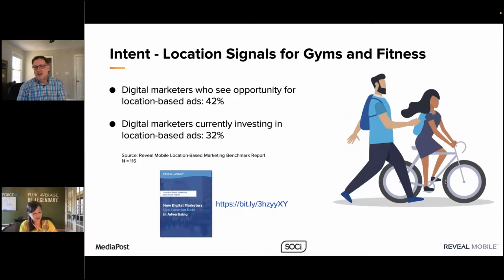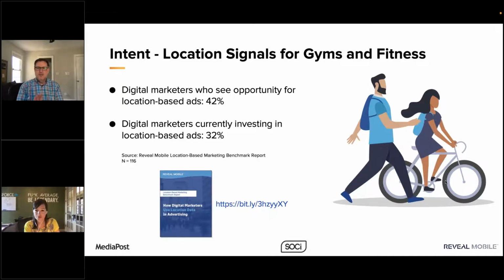So we actually did a study, Reveal Mobile did a study about six or eight months ago, and we asked marketers across a range of verticals, where do you see opportunity for location-based advertising? If you're in gyms, or you're in furniture or electronics or C-stores or auto, whatever the case might be, we ranked the number of marketers who see opportunity for this kind of advertising in their own mix, right, with paid social.